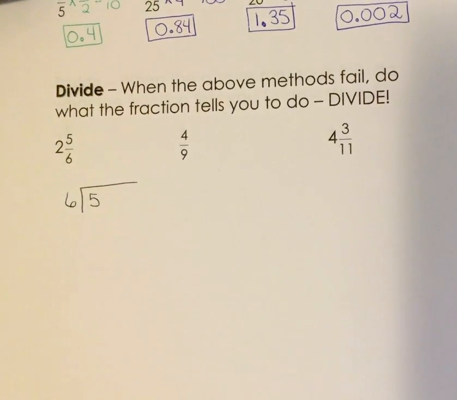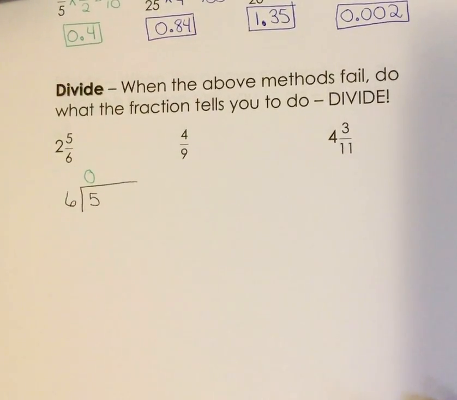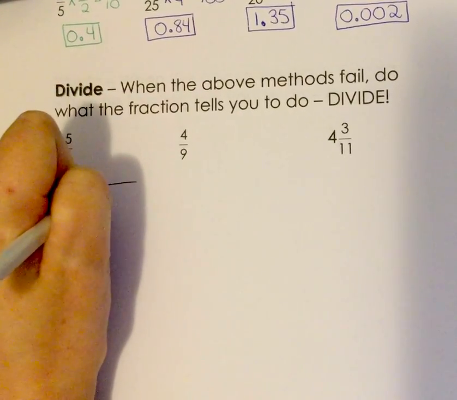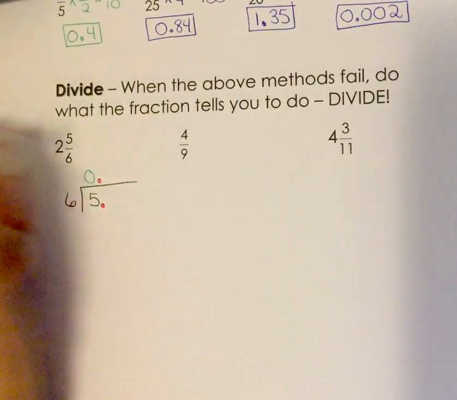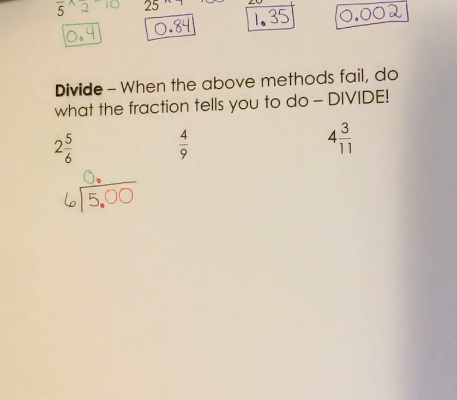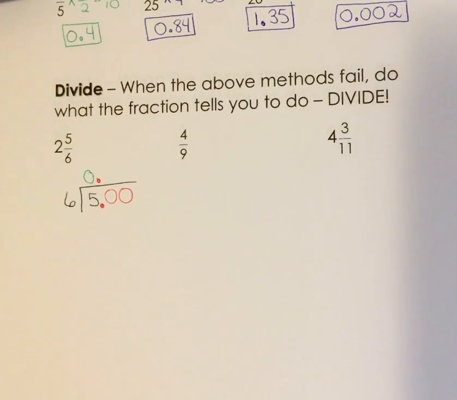Well, we start off by putting a 0 up top because we can't split 5 into 6 equal pieces just yet. We need to manipulate it and make it look better. So we are going to add a trusty decimal, bring it up, and then add a 0, or a place value 0, or an annex 0, however you want to say it. Now I added 2. You may need more than 2. Let's just start dividing and see.